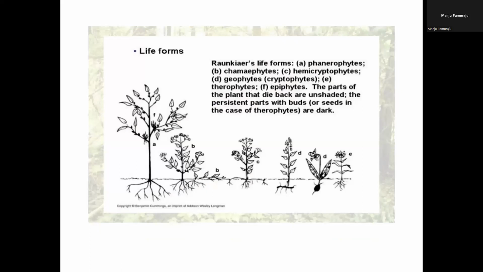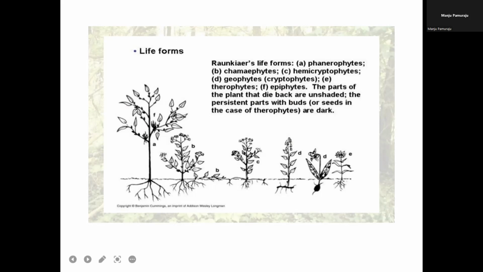So based on the height of the perennating buds, first one is the phanerophytes, chamaephytes. Next one is the hemicryptophytes, geophytes, therophytes, and epiphytes. Epiphytes means they grow on other plants.